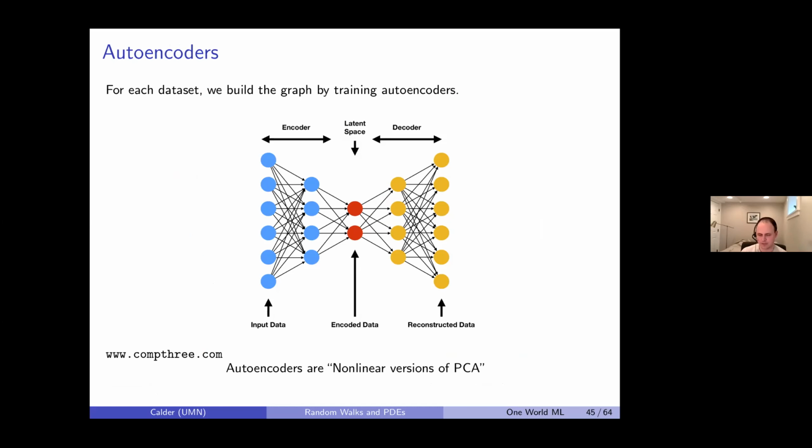In each case, we built the graph by training autoencoders. An autoencoder is like a nonlinear version of PCA. You have an encoder and a low dimensional latent space, which is like a bottleneck to go through, and you have a decoder, and you train the autoencoder to compress and decompress your images with the best reconstruction possible. It learns a good quality latent representation of your data, which usually has better geometric properties than your original data set in the pixel space would have.